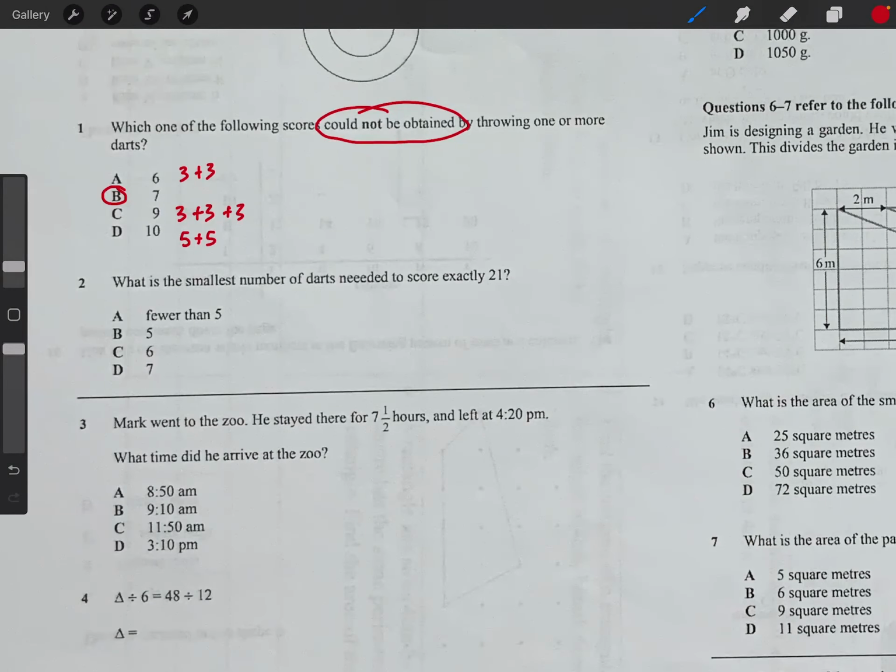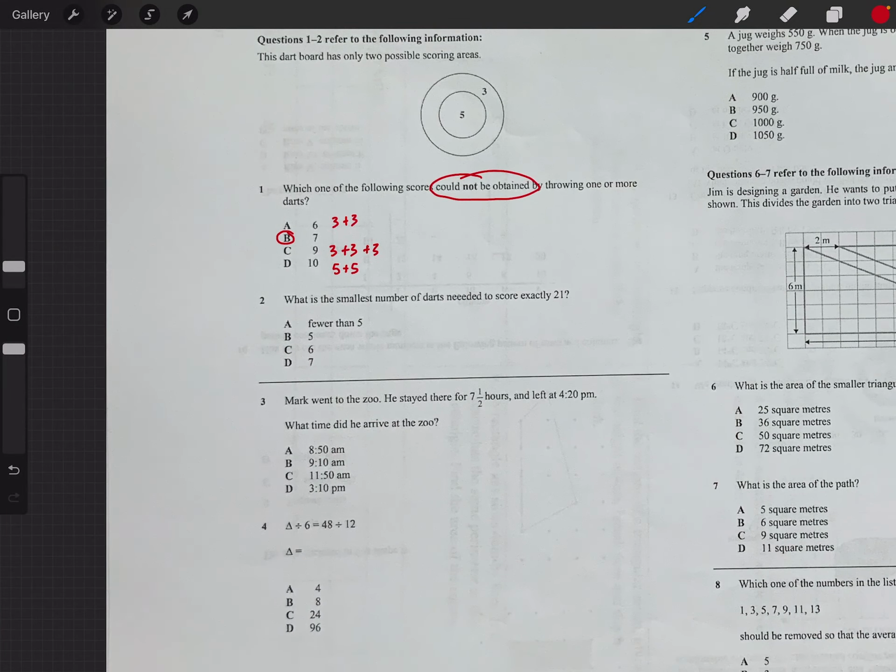Now question 2. What is the smallest number of darts needed to score exactly 21? So to make 21, it says the smallest number of darts. That means that you must try and get the highest score. To get there quickly, we need biggest numbers. So we need 5s. Okay, so I need a 5 plus a 5 plus a 5 plus a 5. This will give me 20. But if I do it this way, I can never get to 21 because there's no 1 point. Then the next one I have to get is a 3, which means I can only get 23. So this one doesn't work. So let's remove 1 5.